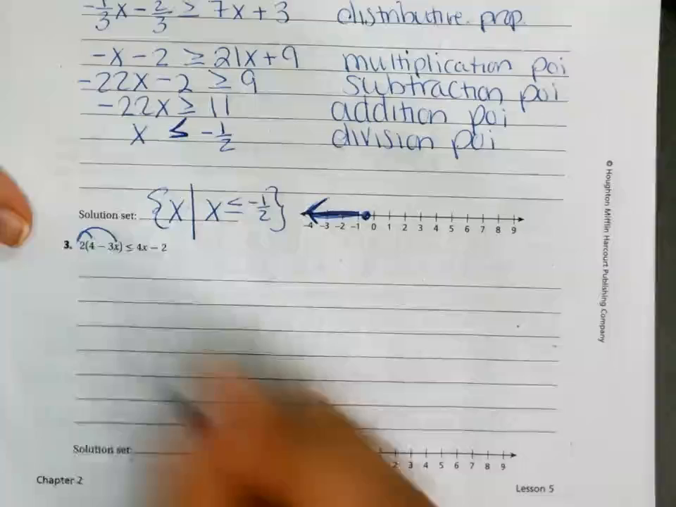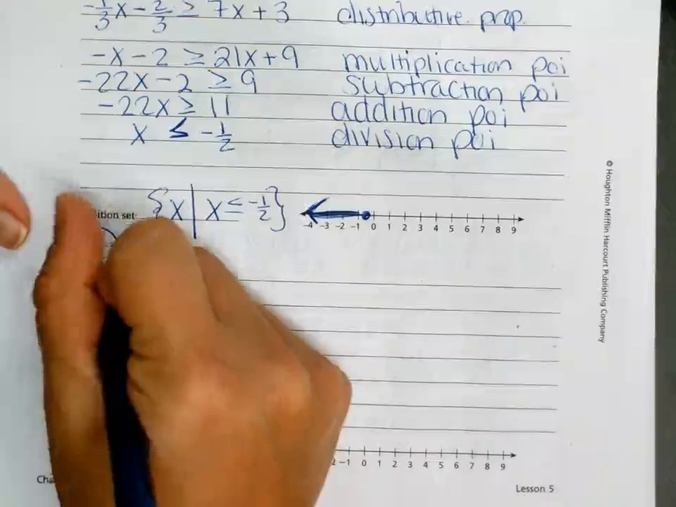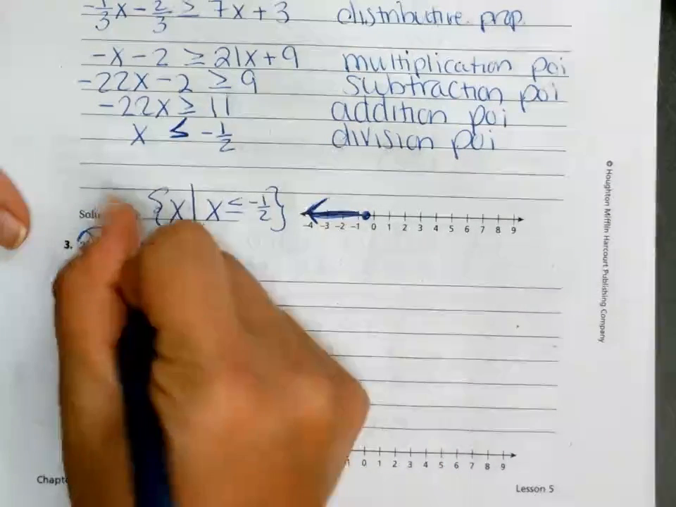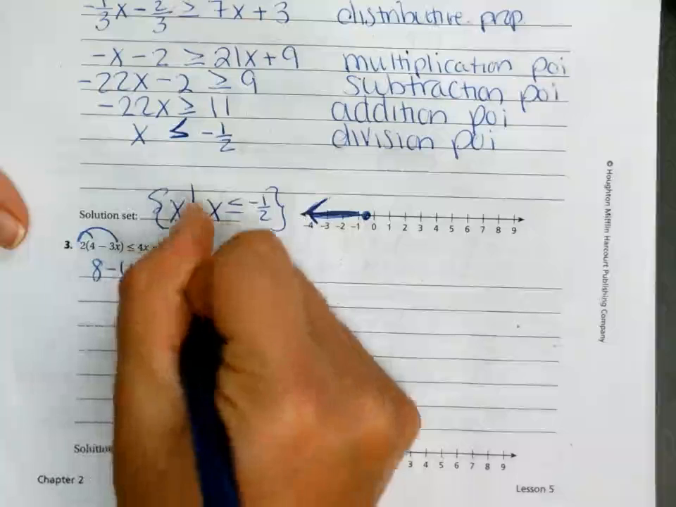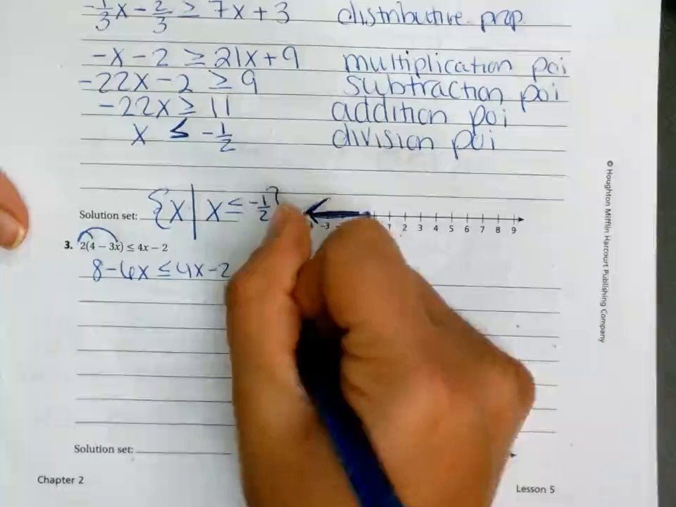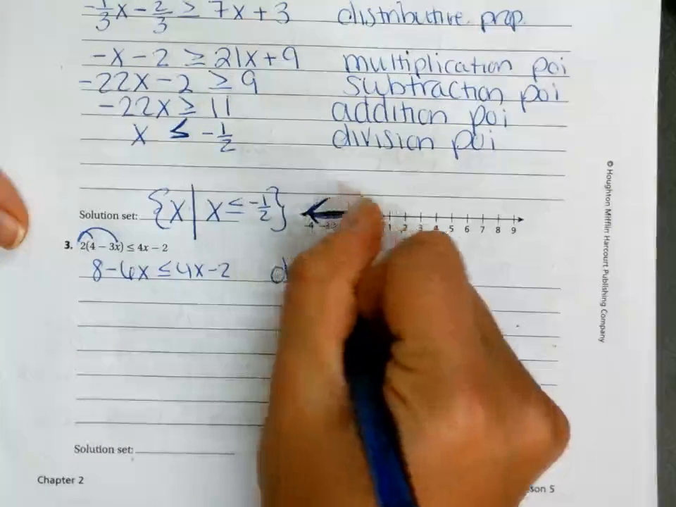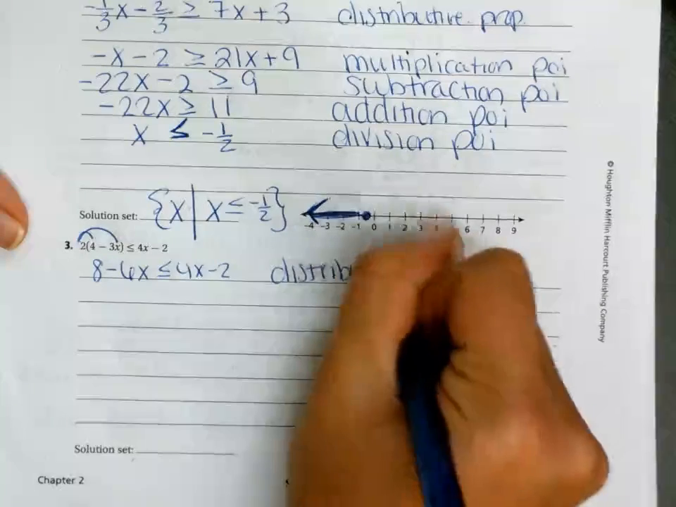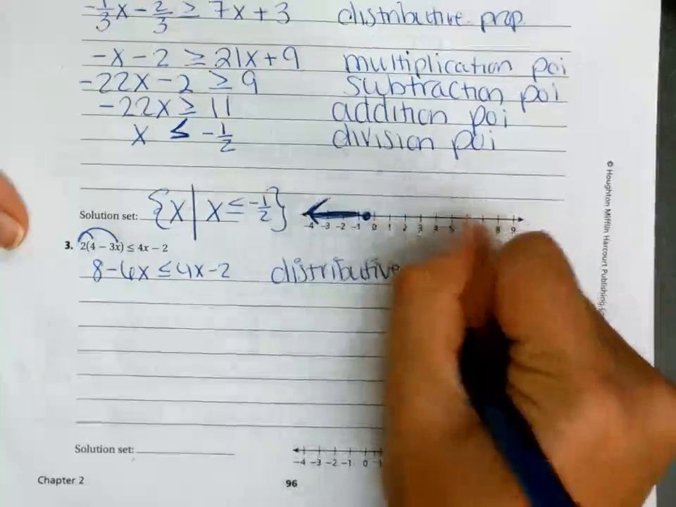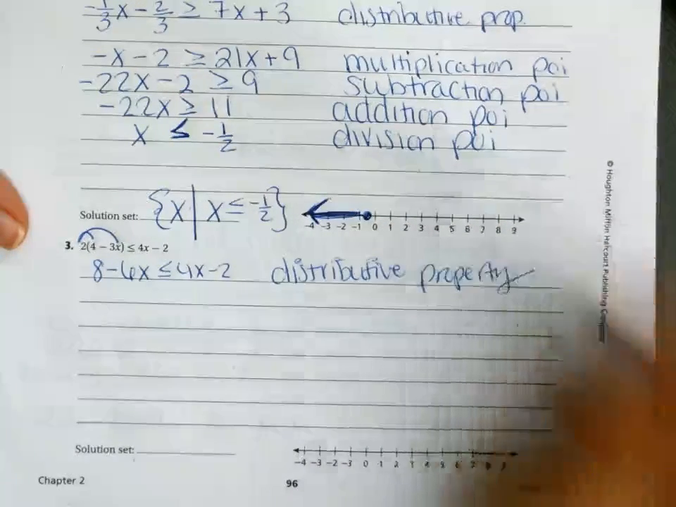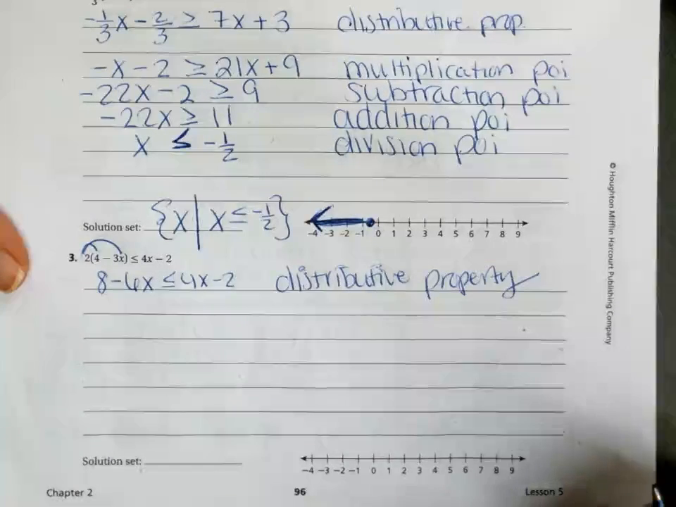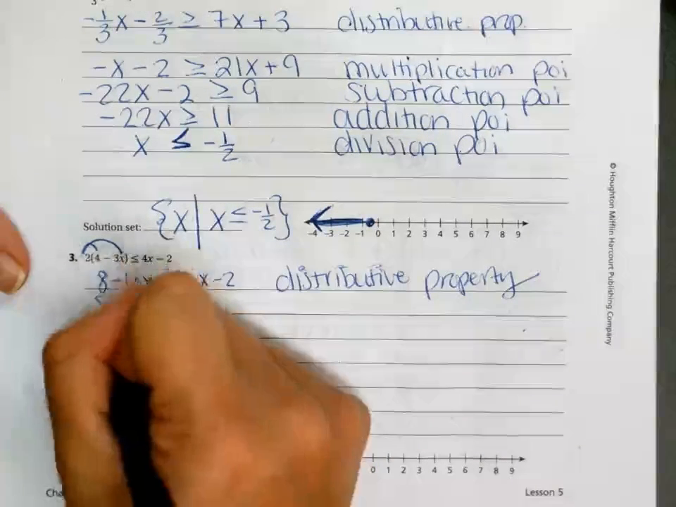First thing we're going to do is distribute. 2 times 4 is 8. 2 times negative 3x is negative 6x. Is less than 4x minus 2. That was the distributive property. Then I'm going to subtract 4x from both sides.